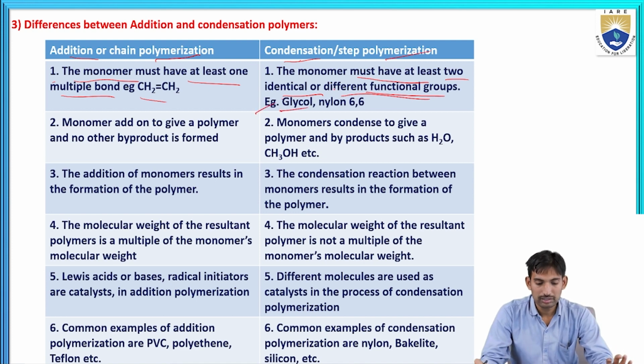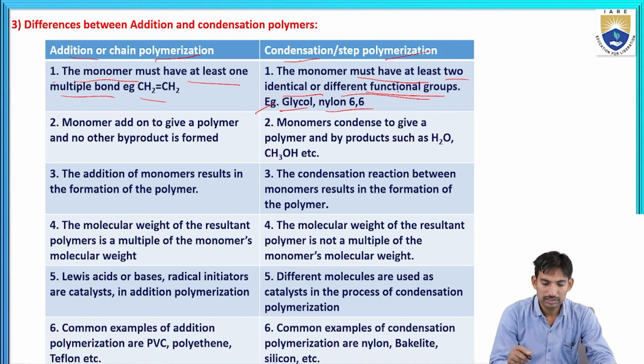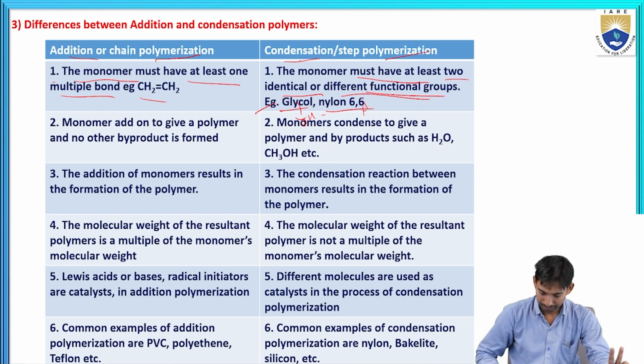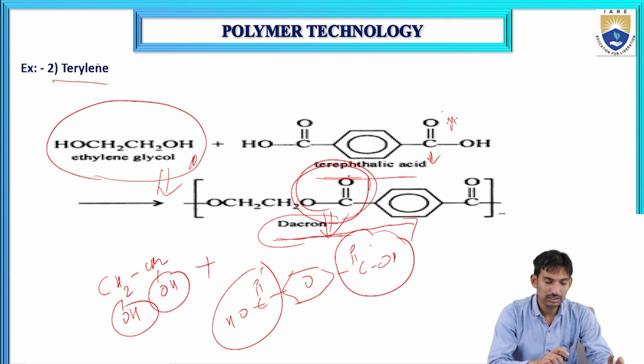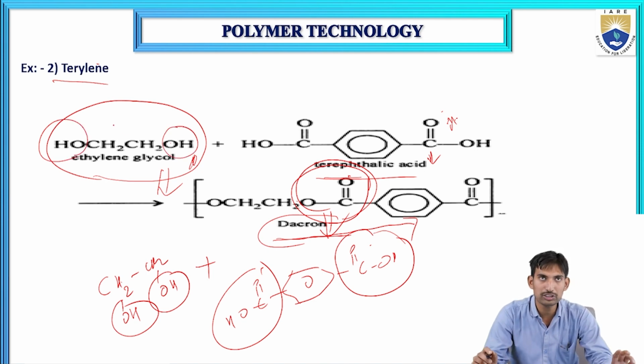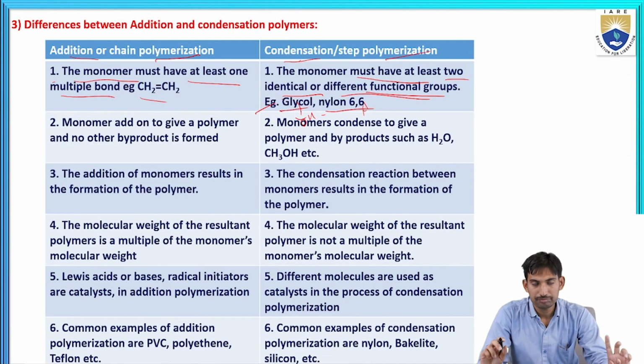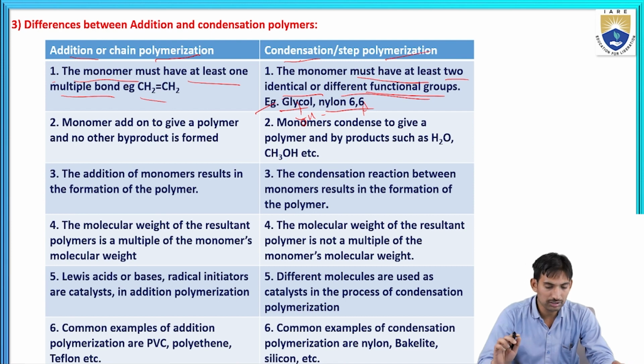Examples are glycol and nylon 6,6. Glycol contains two OH groups, identical functional groups. For the preparation of nylon 6,6, two monomers are there. One is, as in the previous example, ethylene glycol, where two identical OH functional groups are there. In the other monomer, two identical functional groups are there, carboxylic acid and carboxylic acid. In addition polymerization, the monomer should contain at least one double or triple bond. In condensation polymers, the monomer should contain at least two identical or two different functional groups.